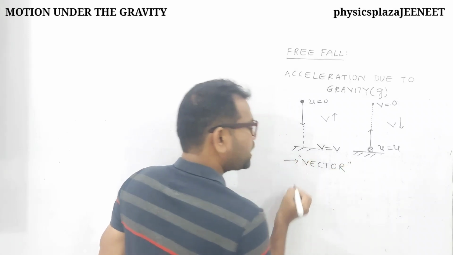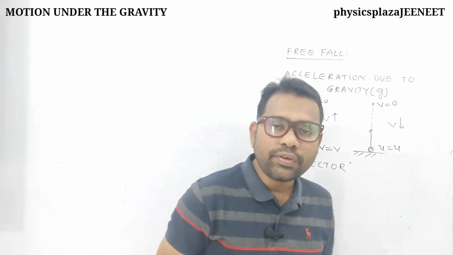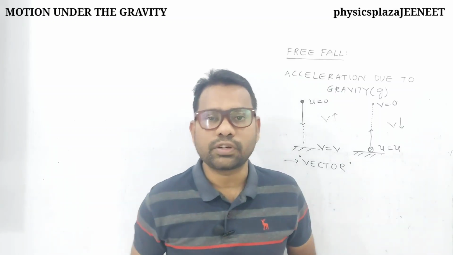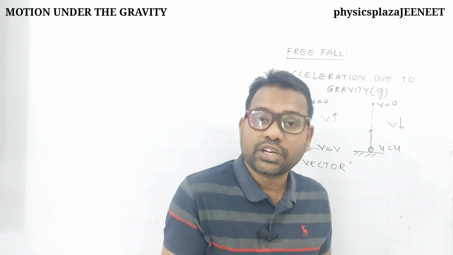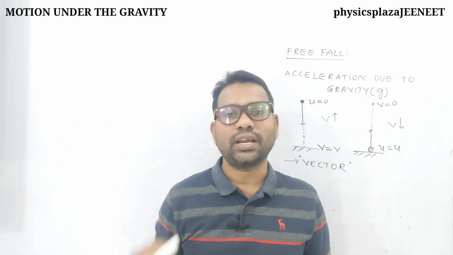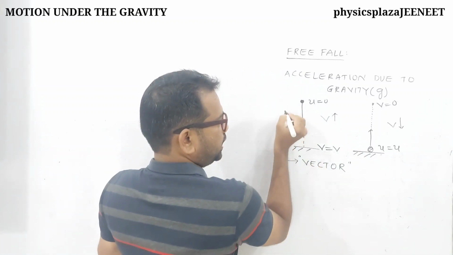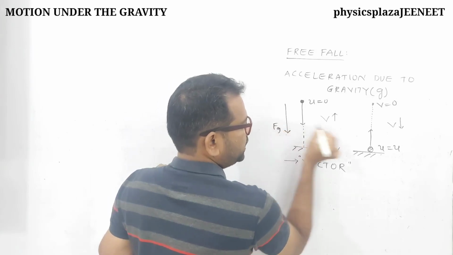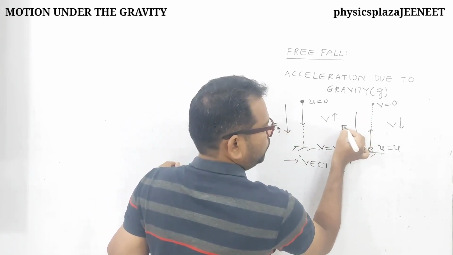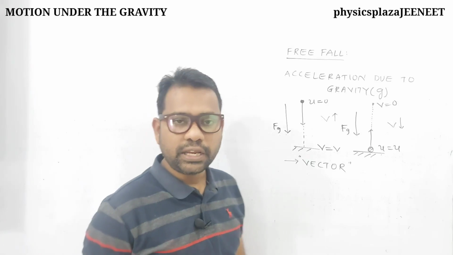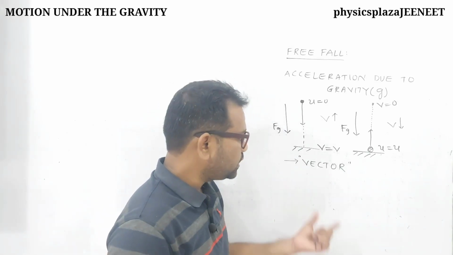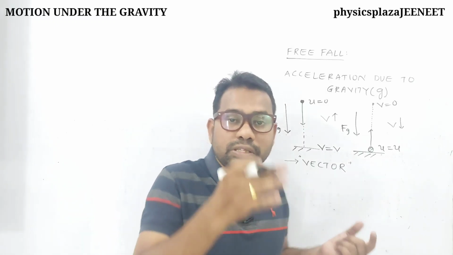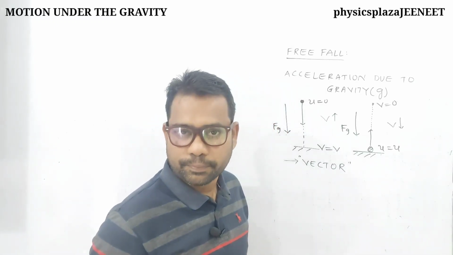It is a vector quantity, and its direction is always vertically downwards, children. You may wonder, sir, why it is vertically downwards? See, acceleration is always in the direction of force, right? So force of gravity, either in the first case or second case, in both cases, force of gravity is in the vertically downward direction. So hence we can say that acceleration due to gravity is a vector quantity and its direction is always vertically downwards.